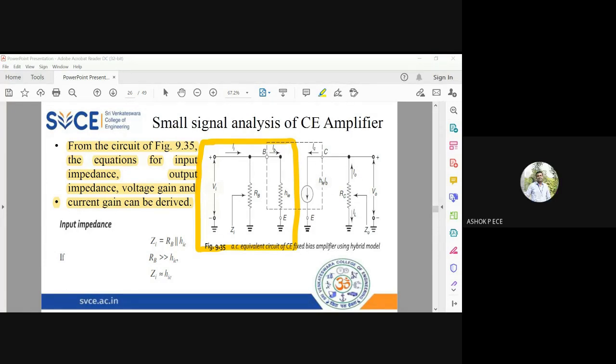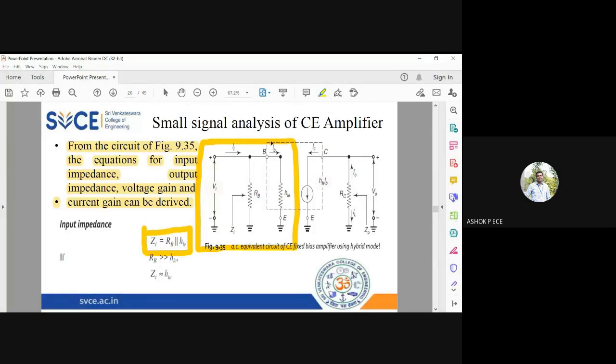So what is the formula for parallel combination? R1 parallel to R2 is what? 1 by RP is equal to 1 by R1 plus 1 by R2. Same thing here: you have RB and HIE in parallel, so I can write ZI is equal to RB parallel to HIE. Is it clear?